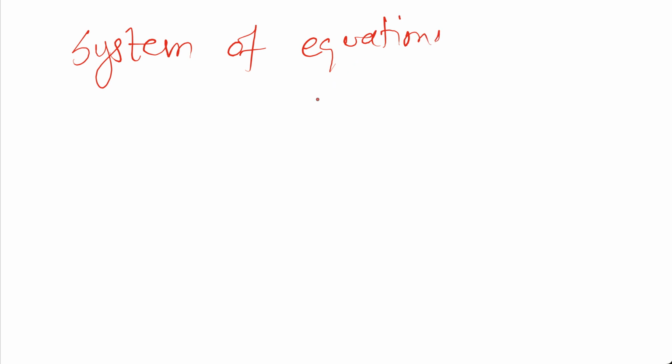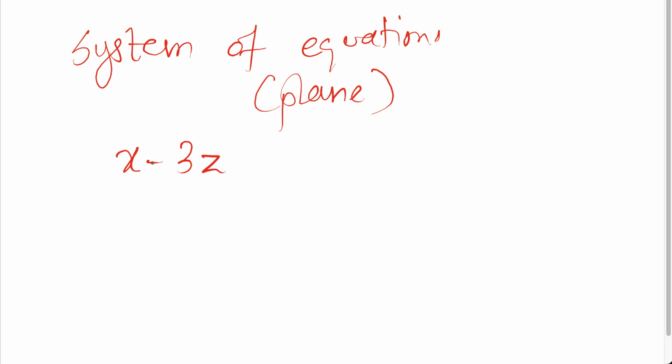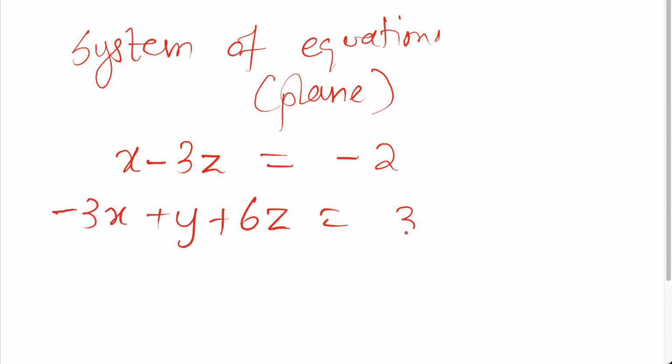A journey about learning systems of equations, and we had identified that a system of equations with three unknowns represents planes, correct? Each equation is representing a plane. So let us consider a new set of equations: x minus 3z is equal to minus 2. There is no variable y, which means the coefficient of y is 0. Minus 3x plus y plus 6z is equal to 3, and 2x minus 2y plus az is equal to b minus 4.